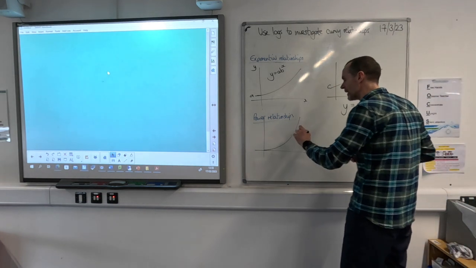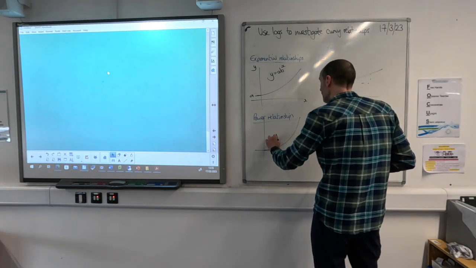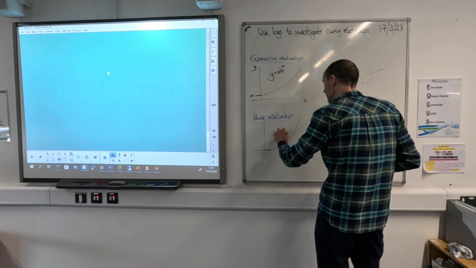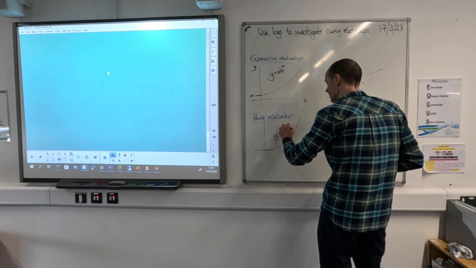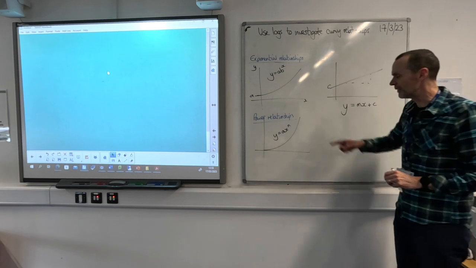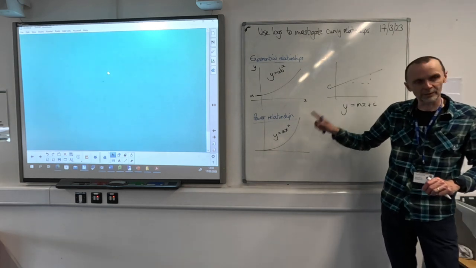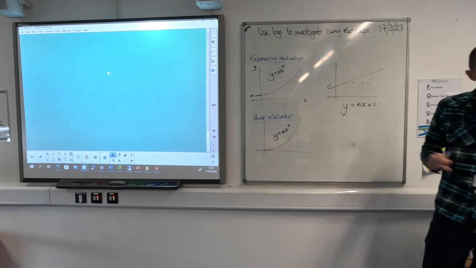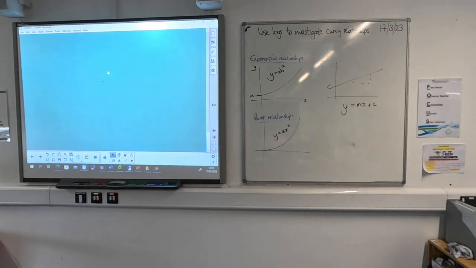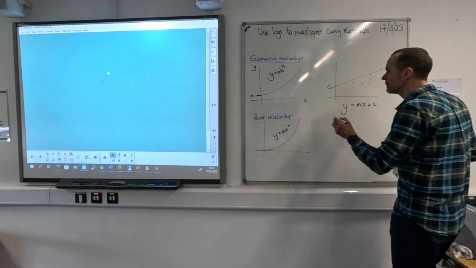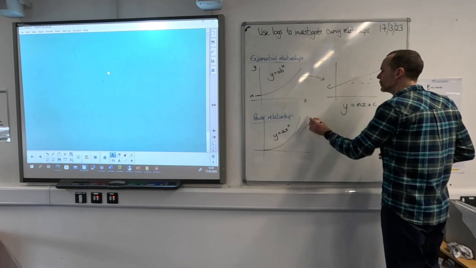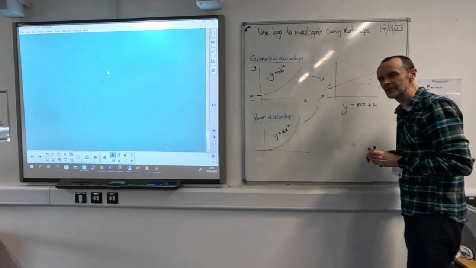And then the power relationships, we've got some multiplier times x to the power of n. So we don't know if it's x squared or x cubed or x, and we don't know if it's 1x squared, 2x squared, 3x squared. The graphs all look very similar. And the way we're going to do it is by making them into straight line graphs.